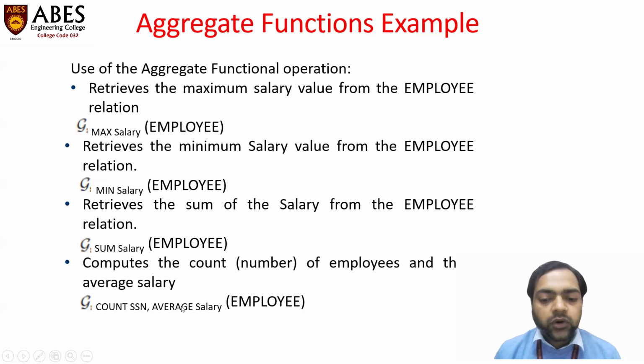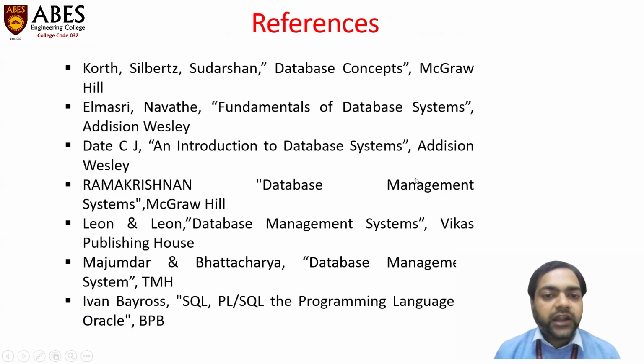And secondly, we want to access the average salary of the employee. So here we have used average, and onto which attribute? Onto the salary attribute, and this will be the employee relation, right? So this will be all about aggregate function.